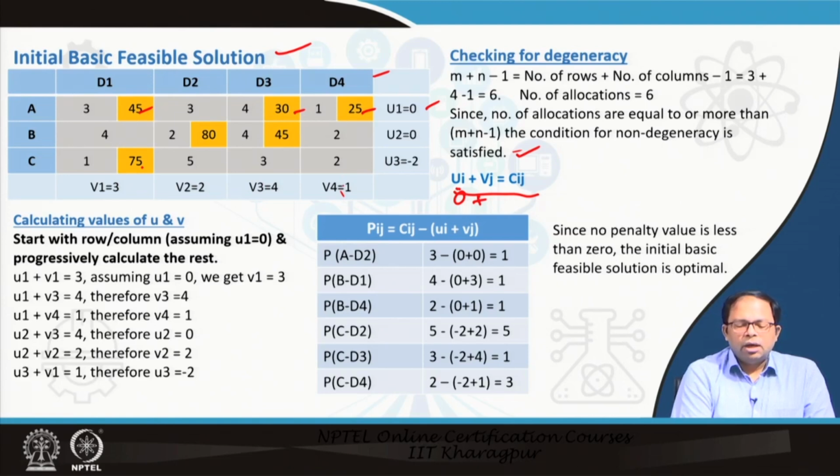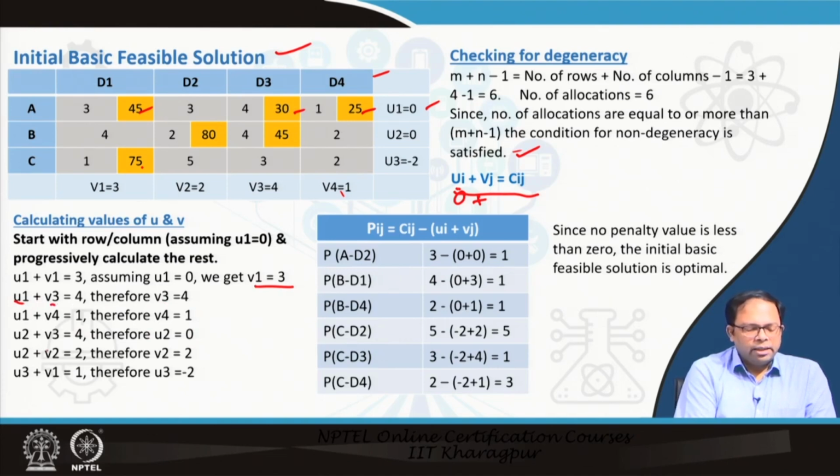V3 value we know and v4 value we know. So now using these values, we can also calculate for the other allocated cells. For example, u1 plus v1 equal to 3, assuming u1 equal to 0, so v1 becomes 3, and u1 plus v3 equal to 4, therefore v3 equal to 4.